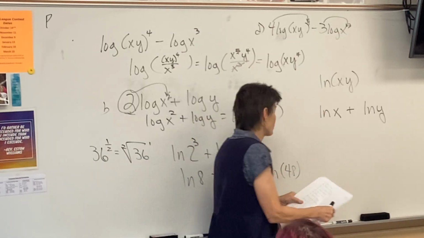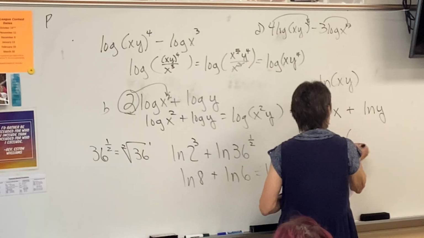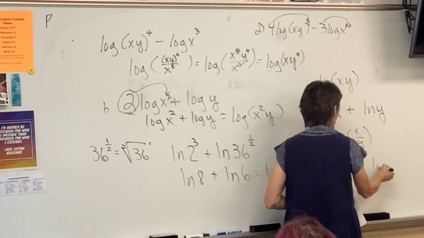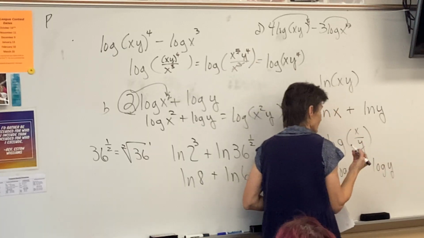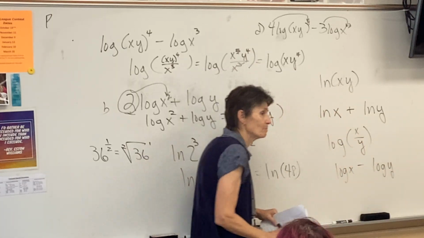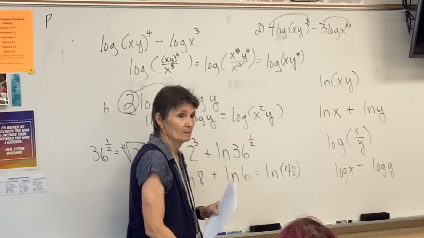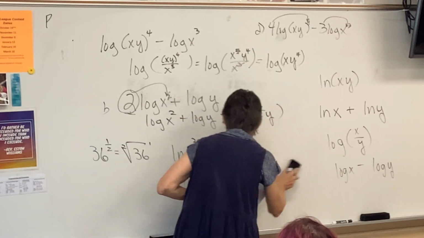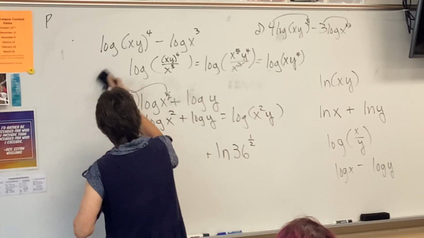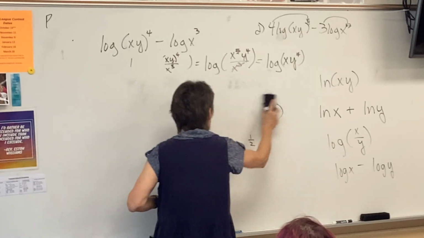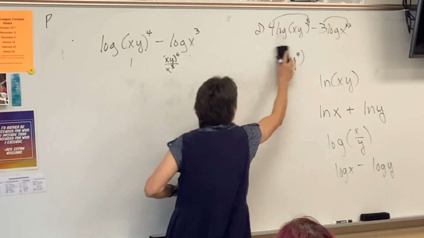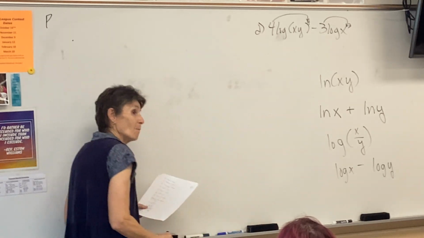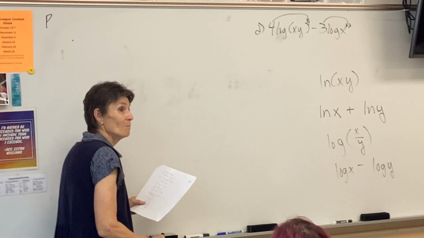Okay, so what about the next one? Log x minus log y. Yeah, that one's gonna be log x, log y, those are your 2 logarithms, and you're gonna put a minus in between because it's a division problem. All right, let's look at the next one now. It's 3 log x minus 4 log y.